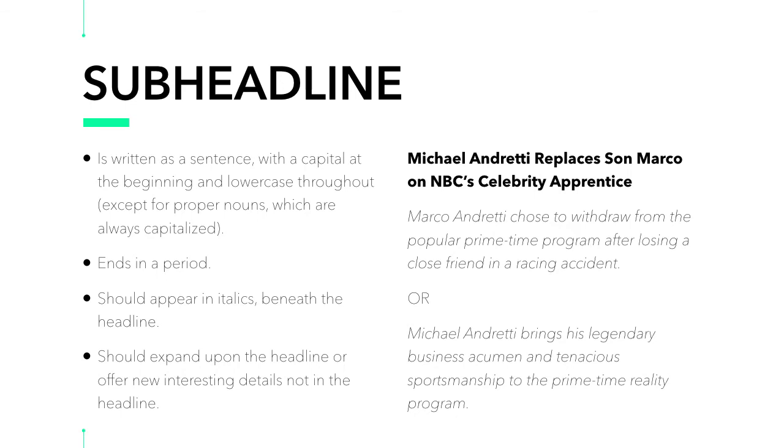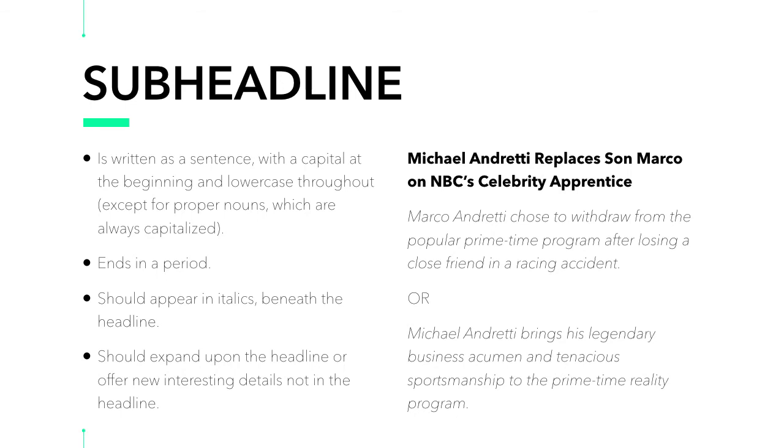It should expand upon the headline or offer new and interesting details not in the headline. The way I always put it is, the subheadline is your second chance to persuade the reporter. Well, if you're emailing the release, it might be the third chance. First chance is the subject line, second chance is the title, or the headline, and then the third one would be the subhead. Okay, so how do we use a subheadline that way?